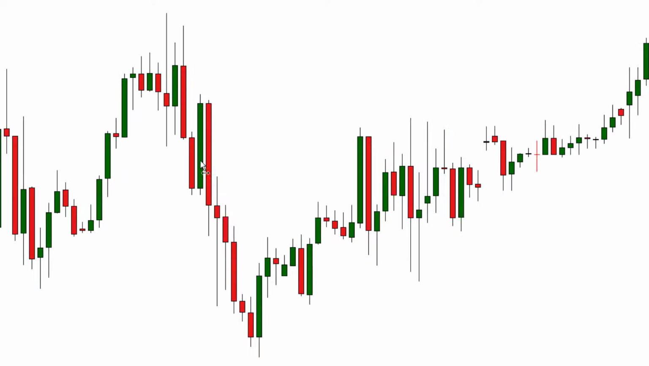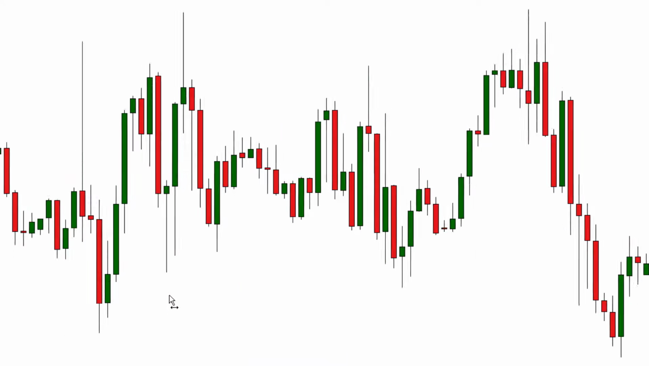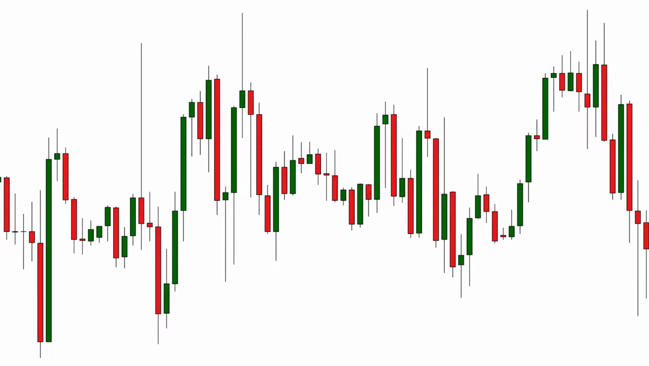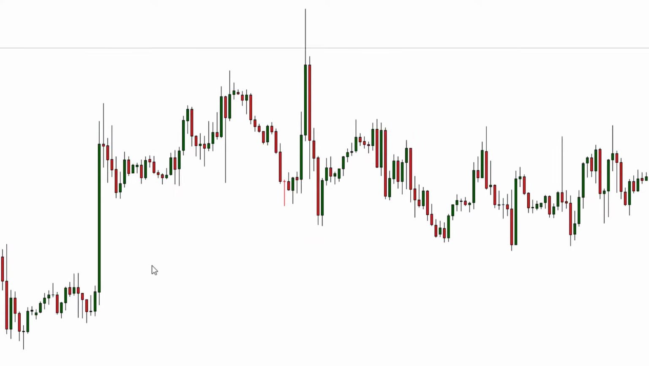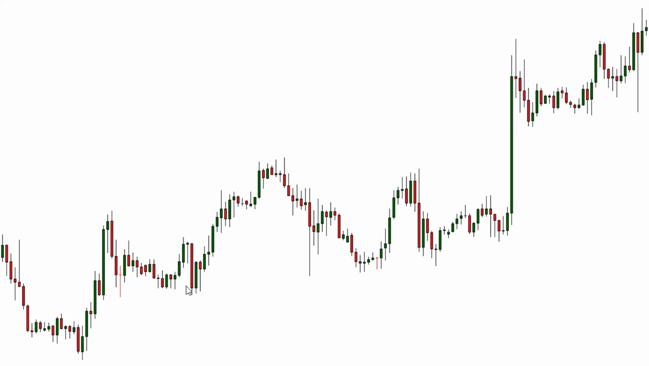price reacting around those areas. So this kind of areas is mostly where we take trades in rejection block. There is an exact trading model with this. I'm just trying to show you how to identify them on a chart.